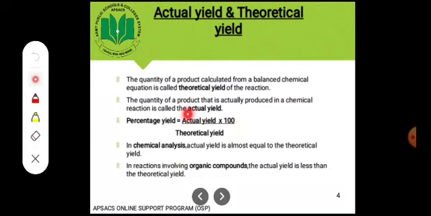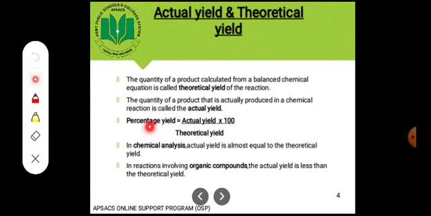The second yield is actual yield. Actual yield means the quantity of product that is actually produced in a chemical reaction. That is the amount of product that we obtain during the experimentation process. So that yield is known as actual yield.